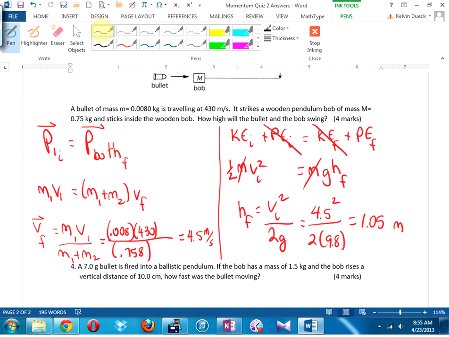Otherwise, I would probably go something like this. One mark if I saw that guy. Probably one mark if I saw that equation. I would go half mark if I saw that. One whole mark if I saw that. And a half mark for the answer. Does that add to 4? I think it does. Something like that.